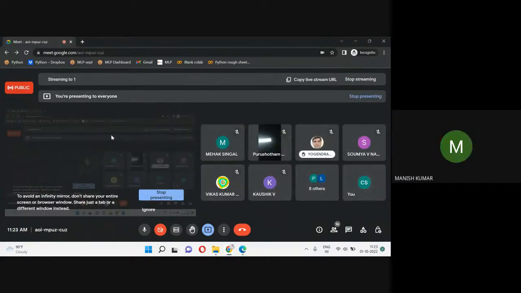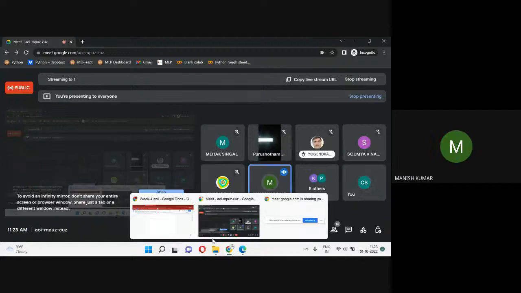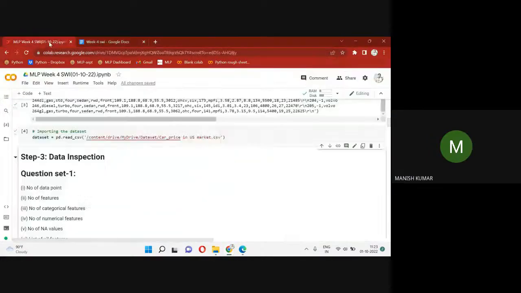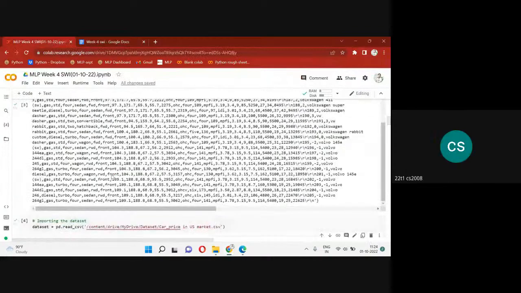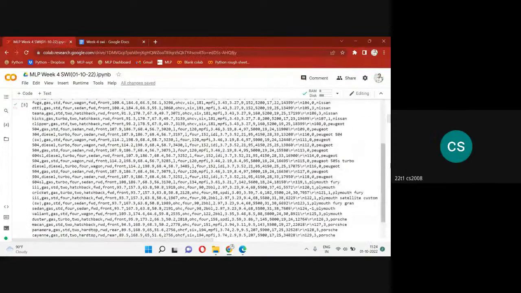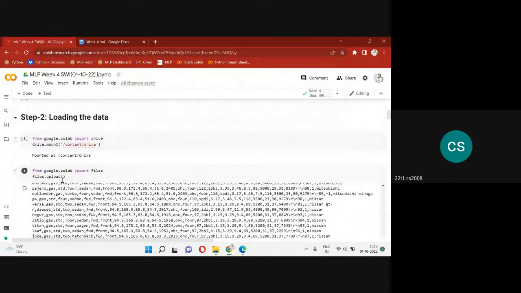Sir, can you show the second part of the code? Because I'm not able to load it from Google Drive. Okay. So you just download the dataset and you can directly upload it. Okay, so this is what you can do.